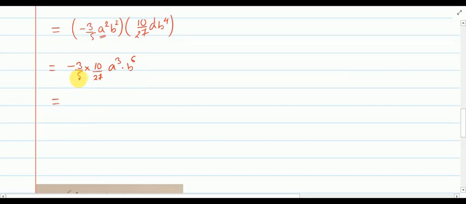And now here 5 1 ja 5, 5 2 ja 10. Okay, and this will be 3 1 ja 3, 3 9 ja 27. Minus sign will be along with this. Okay, so you get -1 into 2, you get simply -2, and here 1 into 9 you get 9, a to the power 3, b to the power 6. Okay, so this is your answer.